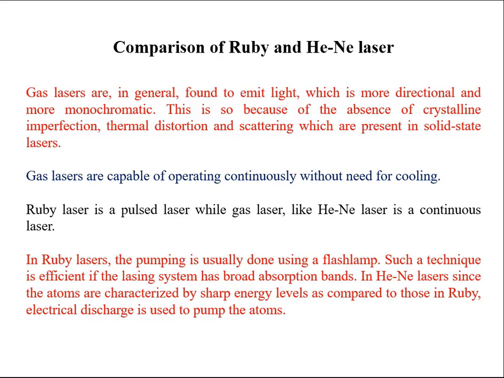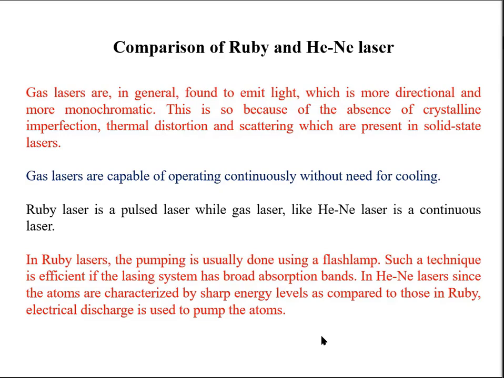Next, the ruby laser is a pulse laser, while a gas laser like helium neon laser is a continuous laser. In ruby laser, the pumping is usually done using a flash lamp. Such a technique is efficient if the laser system has broad absorption bands, like in ruby crystal. But in helium neon laser, since the atoms are characterized by sharp energy levels as compared to those in ruby crystal, electrical discharge is used to pump the atoms. Finally, it can also be said that gas lasers are easier to make than solid state lasers, because the process of a 4-level laser is easier than that of a 3-level laser.